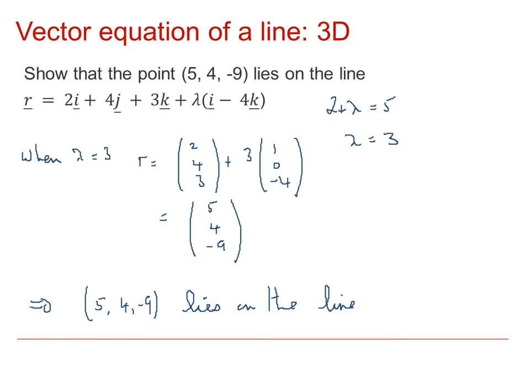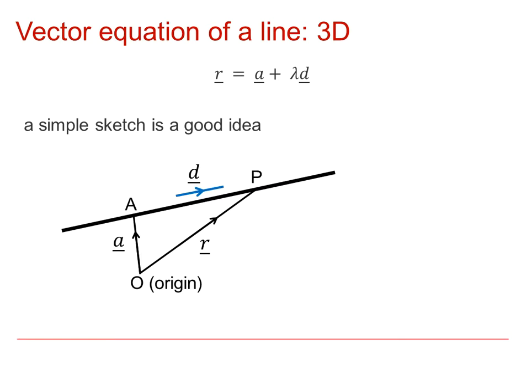As with the two-dimensional examples that we did, drawing a sketch is often a very good idea, just to give us some sort of pictorial representation. You don't need to try and do a three-dimensional diagram, however. Something which is drawn on paper like this is adequate, and then the vectors for A and d will be three-dimensional.